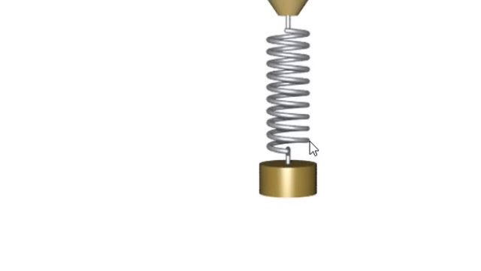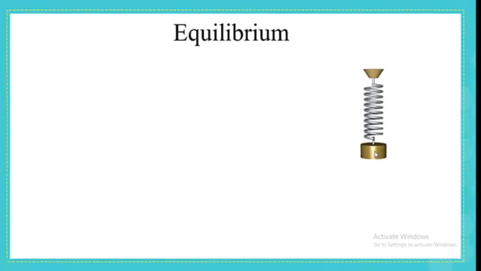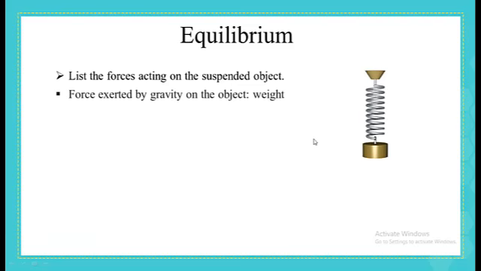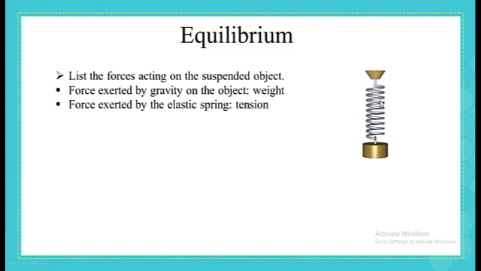Just check this one. Here, the spring is not moving and the object as well. So what is going on right here? First, let's list the forces still acting on the suspended object in particular. Right now, we will take into consideration this object only. Yes, we have the force exerted by gravity, which is weight, and we have the force exerted by the elastic spring on the object, which we call tension.